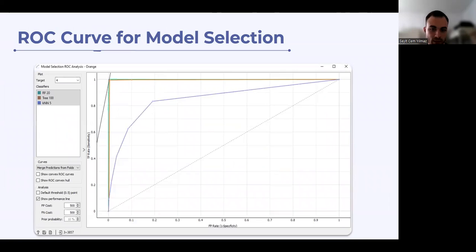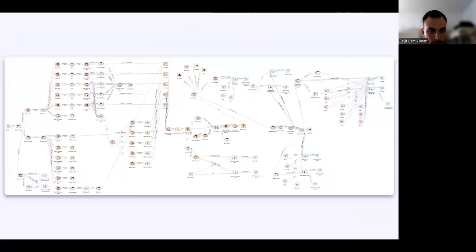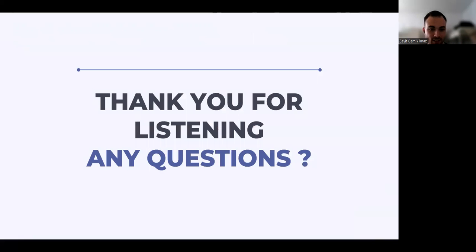Again, we have here an ROC curve. Our random forest 20 model can be seen nearly close to 1.0. Next, please. And these are the results of our study in orange. Next, please. Thank you for listening.